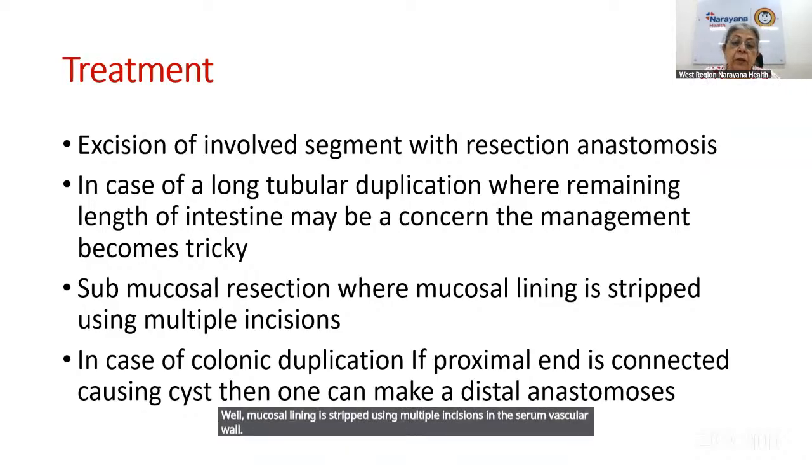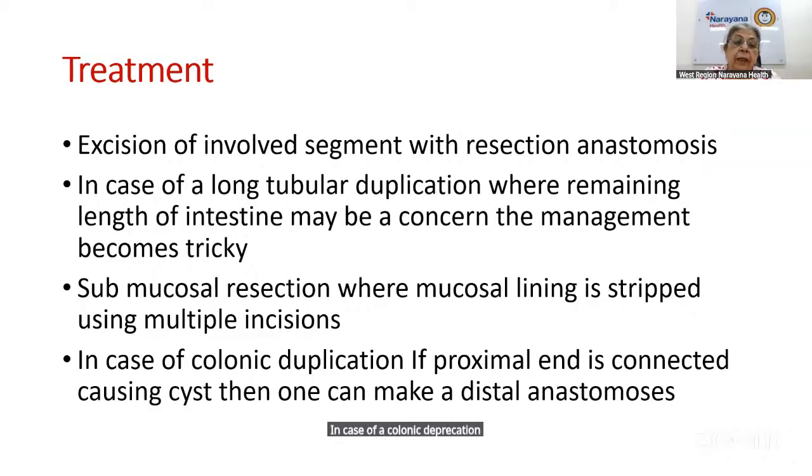In case of a colonic duplication, if the proximal end is connected, causing a cyst, then one can make a distal anastomosis also. So it drains off the fluid that is collected in that tubular duplication. But it's better to remove the mucosa because sometimes this peptic mucosa may cause a problem.